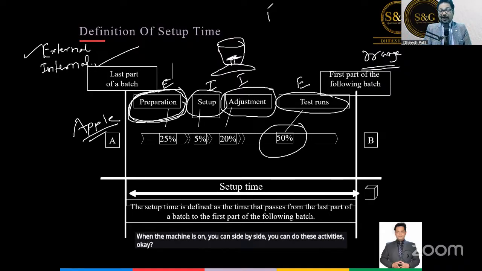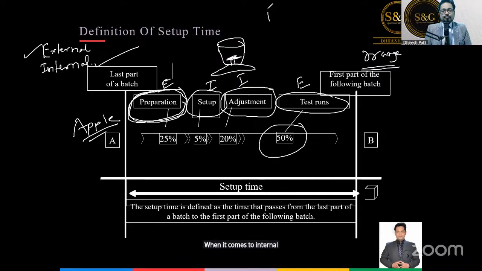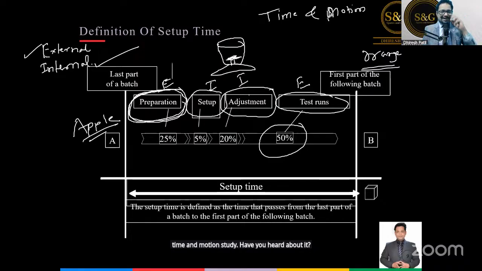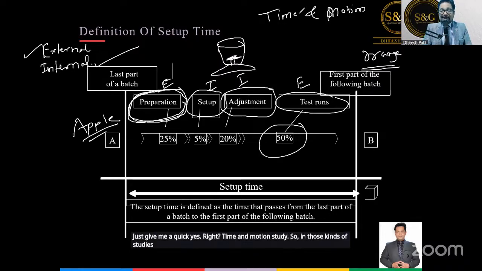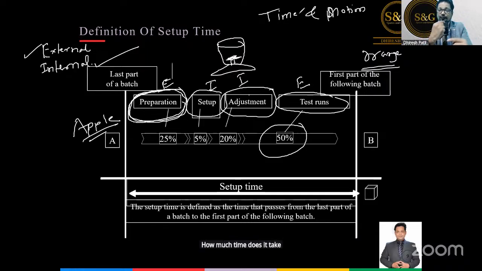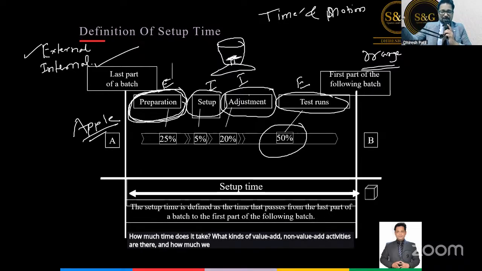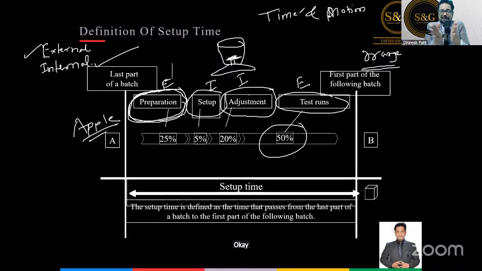When it comes to internal activities, have you heard about time and motion study? Yes or no? Just give me a quick yes. Right, time and motion study. In those kinds of study, we identify each and every small activity. How much time does it take? What kinds of value add, non-value add activities are there, and how much we can eliminate from there. So by reducing that, we can reduce the timeline of that activity.